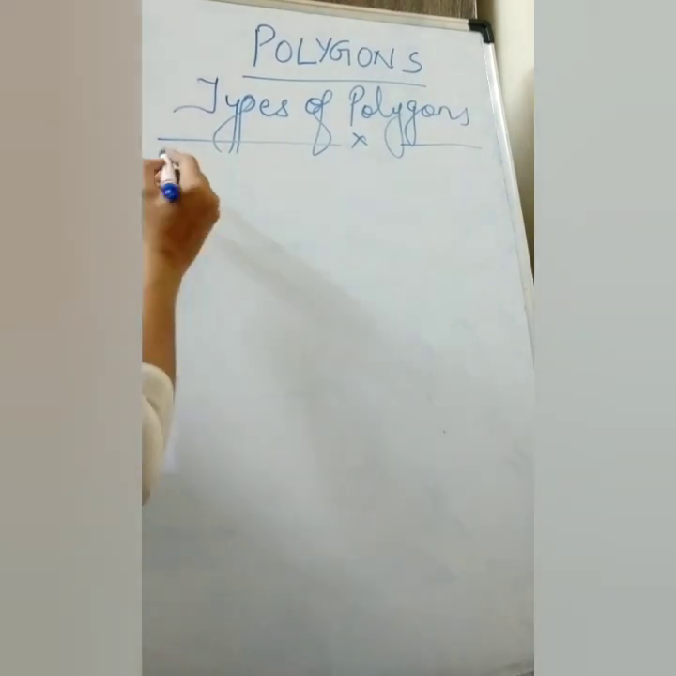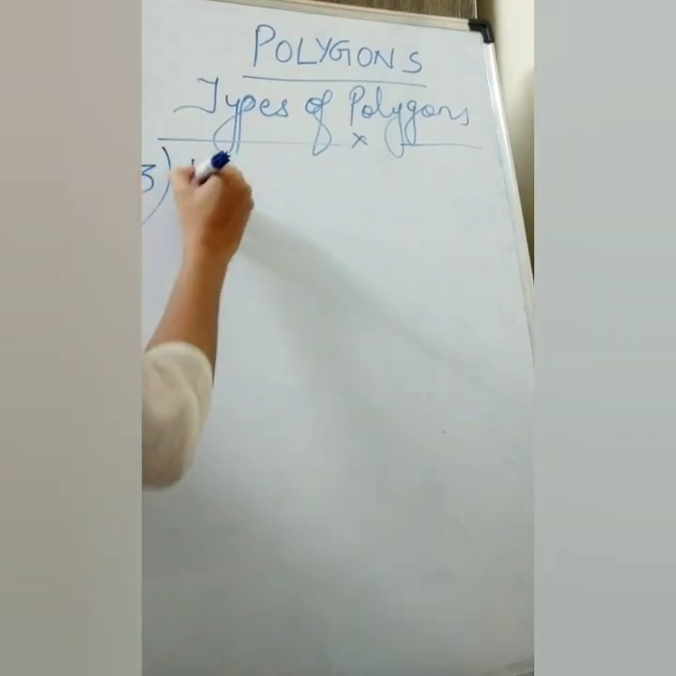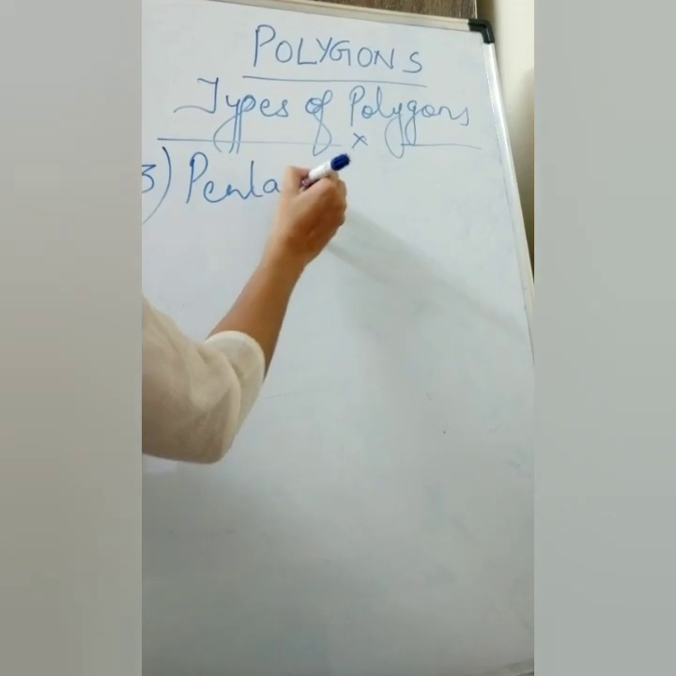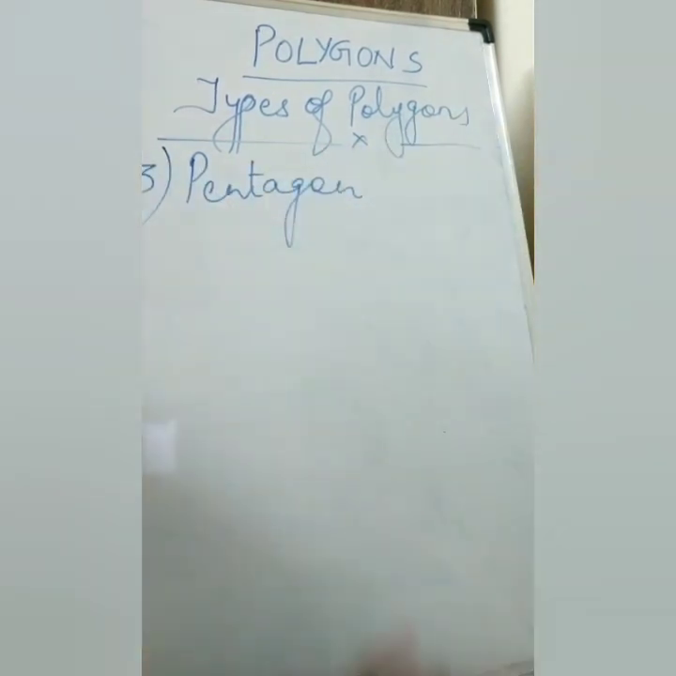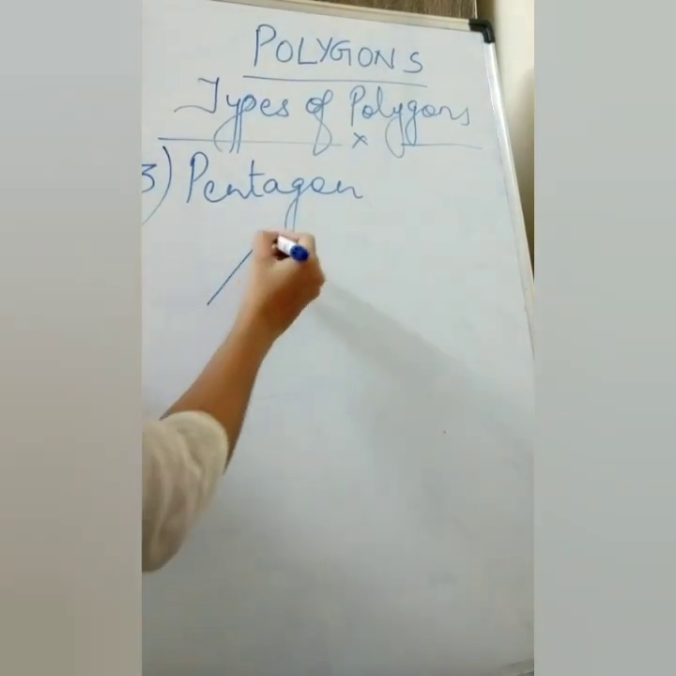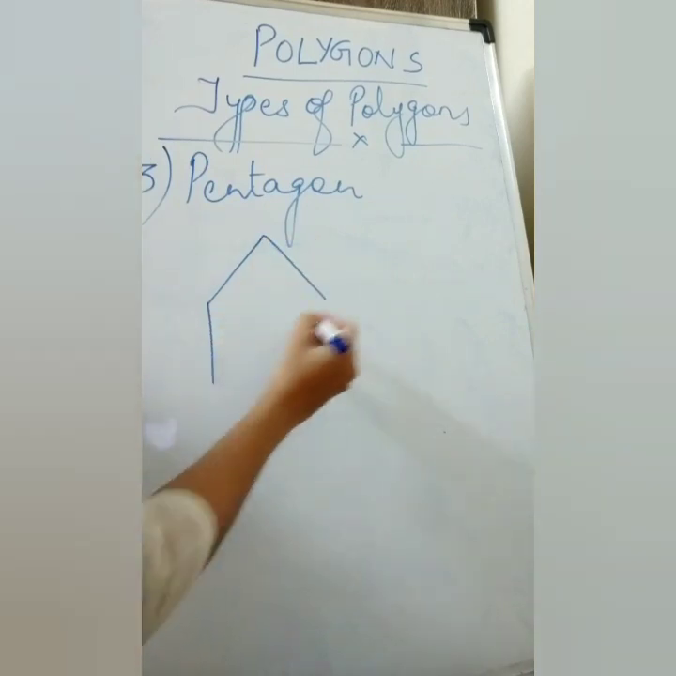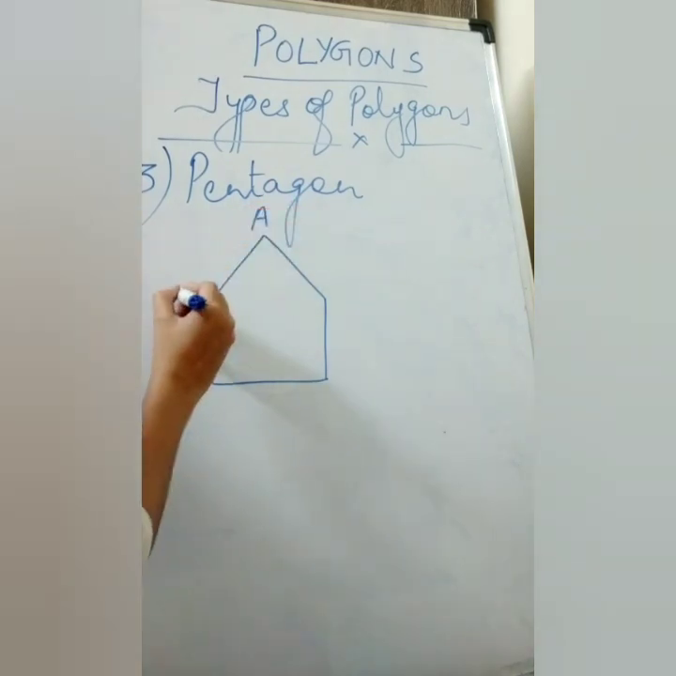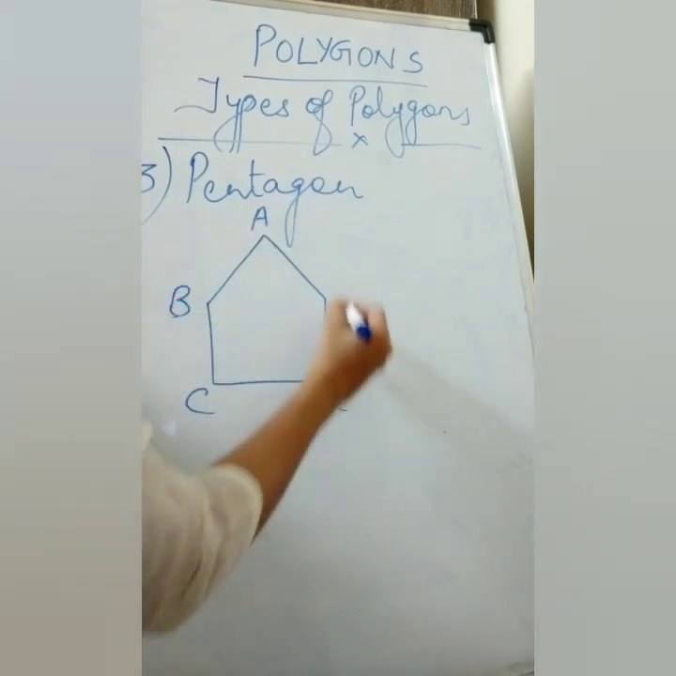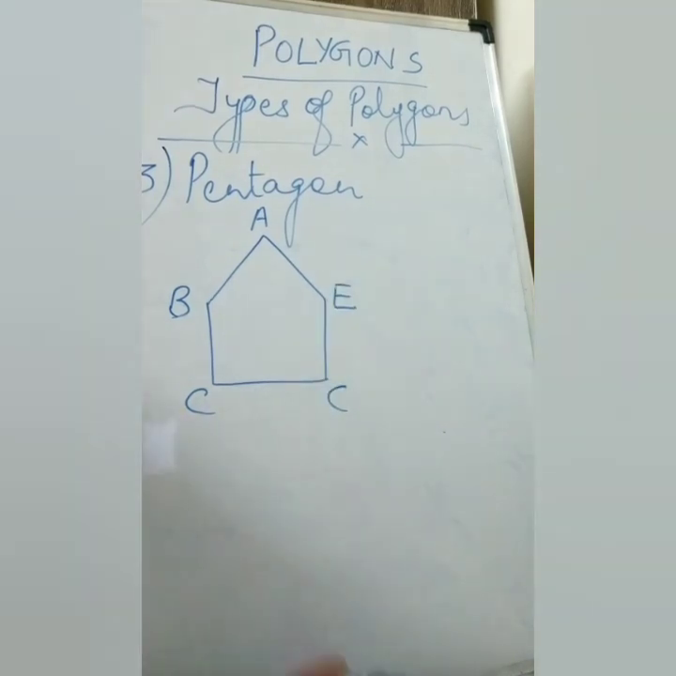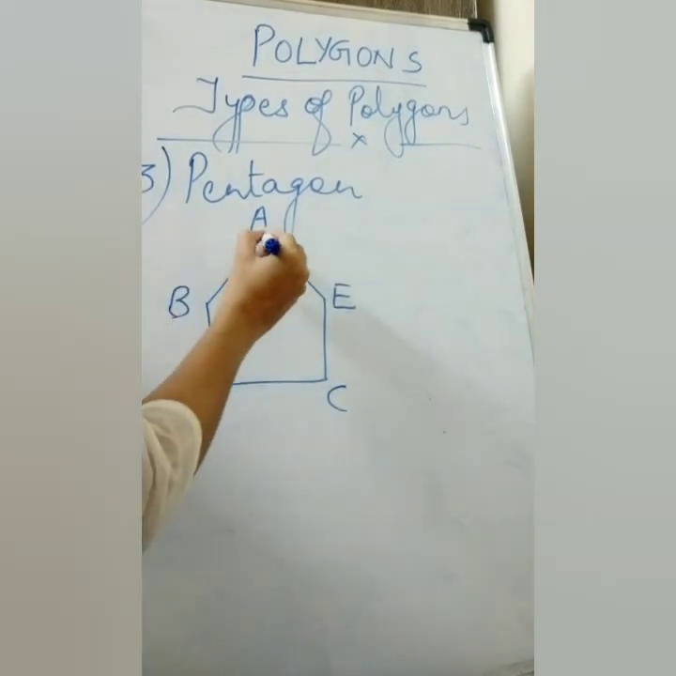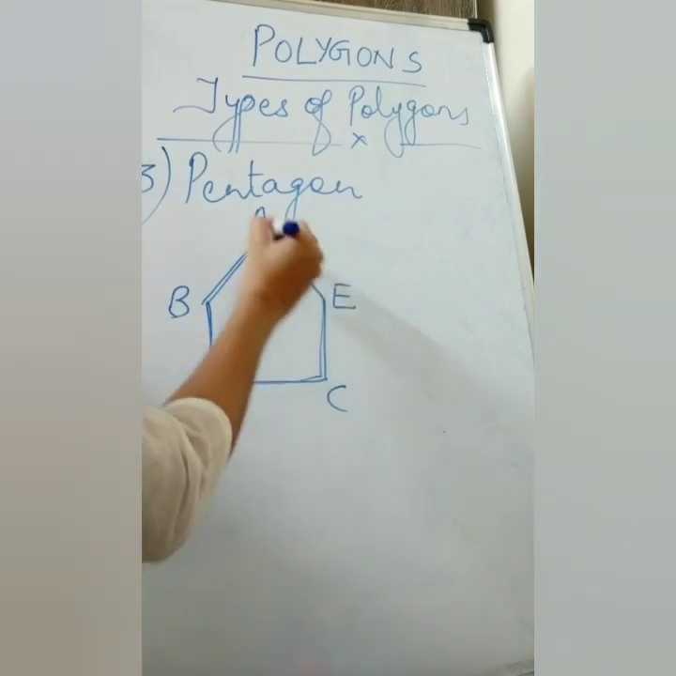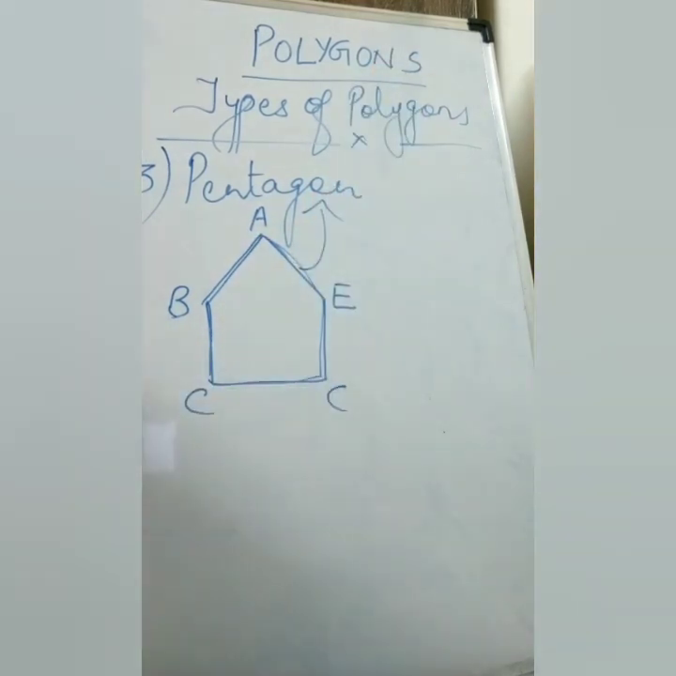Now number 3 is pentagon. Penta means 5 sides. So a closed figure with 5 line segments is called a pentagon. 1, 2, 3, 4, 5. So this is A, B, C, D, and this is E. So a closed figure with how many sides? 1, 2, 3, 4, 5 sides is called a pentagon.